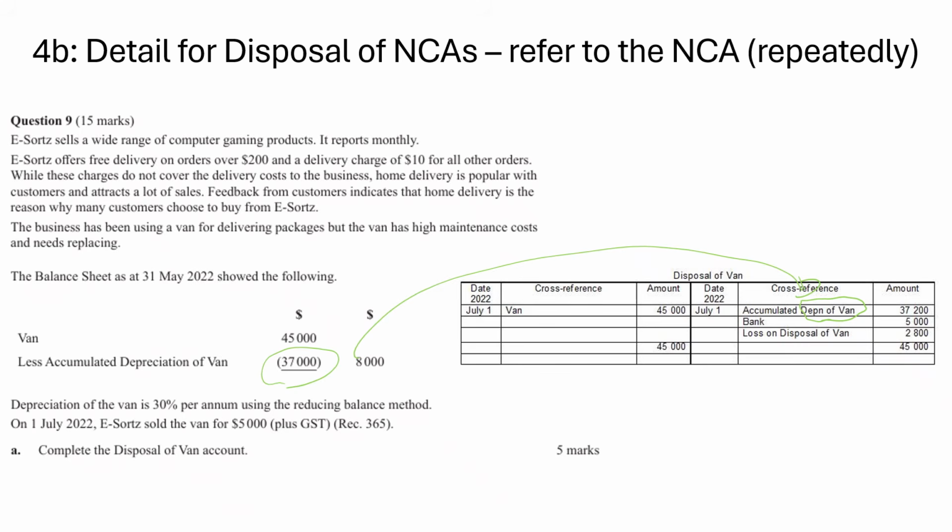And same with the loss on disposal. So we work out our cost minus our ACDEP and our proceeds. We've made a $2,800 loss here. But again, we've got to give this context. So therefore, we need to refer to this as the loss on disposal of the van. Again, whether it's in a GJ entry or in a disposal ledger, make sure any type of disposal or depreciation reference refers to the actual NCA.